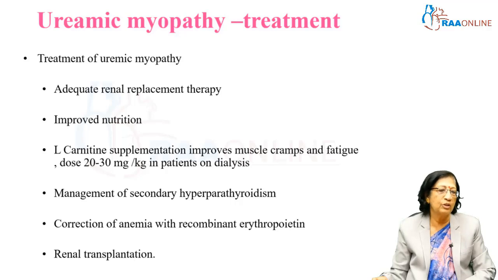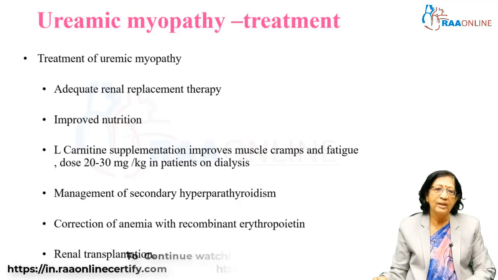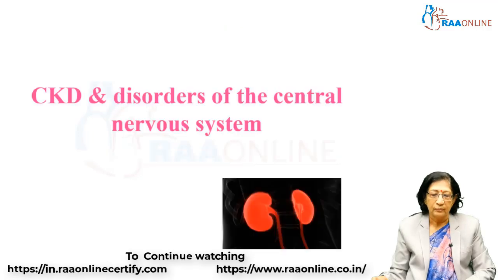The normal dose is 20 to 30 mg per kg in patients on dialysis. And if there is secondary hyperparathyroidism, you have to manage that, and then correct the anemia with recombinant erythropoietin. Be careful, this can also be a risk factor for stroke. Renal transplantation is helpful. Now, I will come to the central nervous system disorders related to uremia.